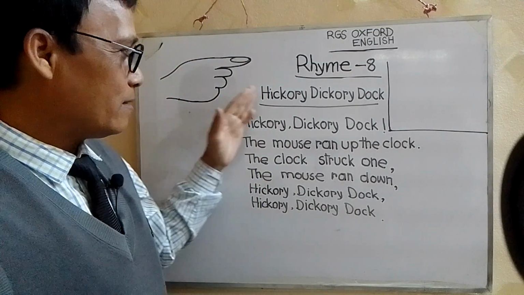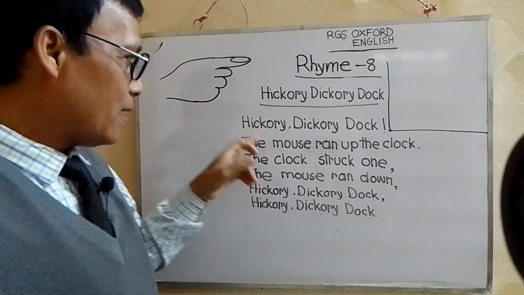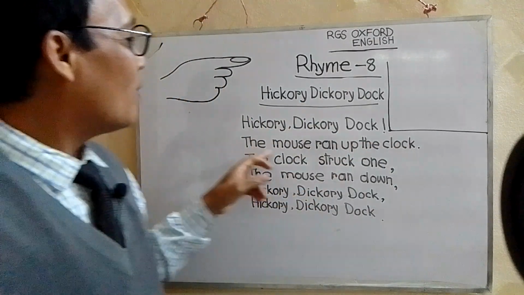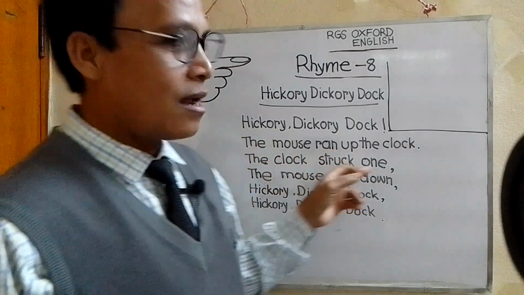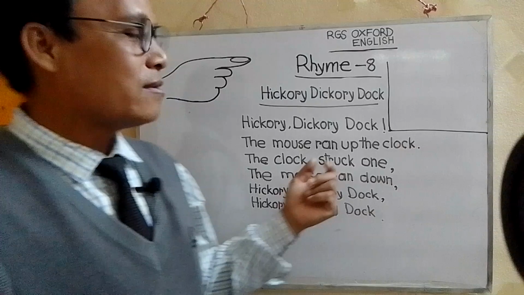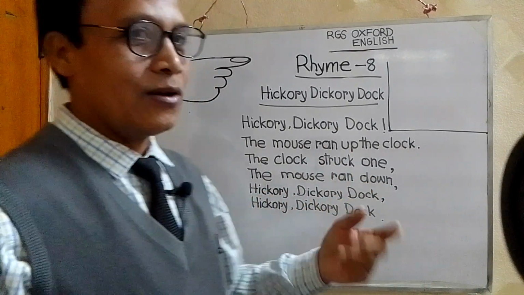The name of the rhyme is Hickory Dickory Dock. Hickory Dickory Dock. Hickory Dickory Dock. The mouse ran up the clock. The clock struck one. The mouse ran down. Hickory Dickory Dock. Hickory Dickory Dock.